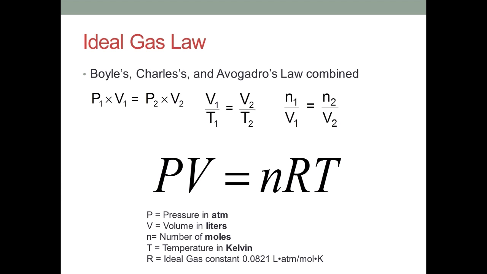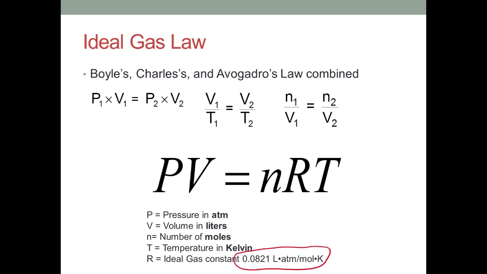You can see the ideal gas constant is 0.0821 liter atm per mole Kelvin. And the ideal gas constant is what it says, it's constant, so it does not change. You are always going to use that value.